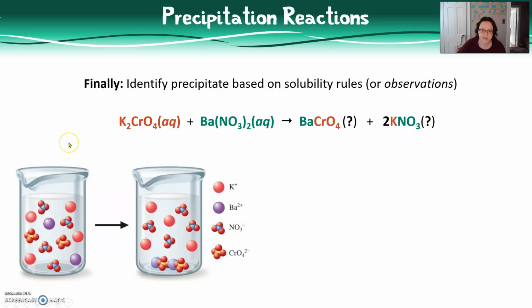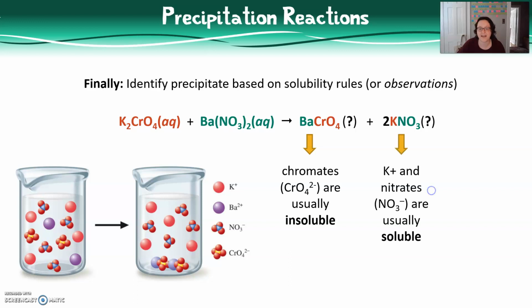In the steps we've completed so far, we've basically determined the balanced precipitation reaction. So I've included this at the top. Now we are considering the state labels for the 2 products. Looking at the solubility rules, note that chromates are usually insoluble, and the barium cation is not one of the soluble exceptions for chromates, whereas potassium and nitrates are both usually soluble.